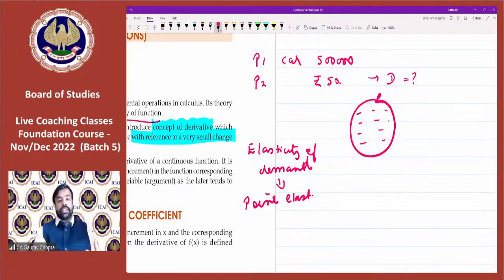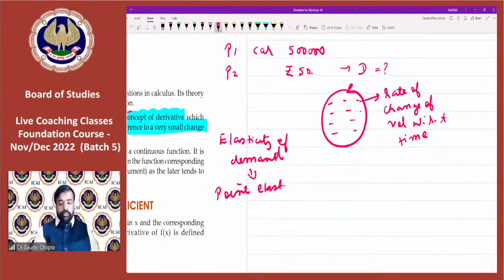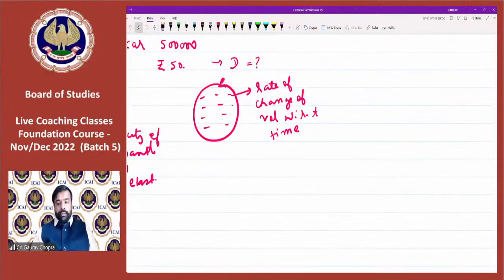What is the rate of change of volume with respect to time? If we have to find out the rate of change of volume with respect to time, then we have to use differentiation, because whenever we have to find rate of change, that means differentiation. Let's take one more example.